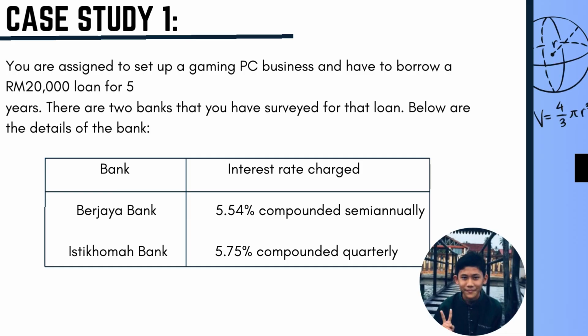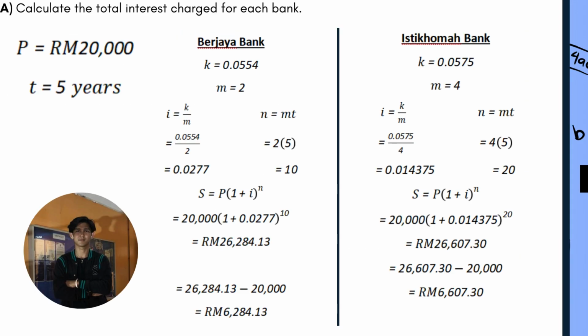In case study 1, you are assigned to set up a gaming PC business and have to borrow a RM20,000 loan for 5 years. There are two banks that you have surveyed for that loan, which are Berjaya Bank and Istiqomah Bank. Now, let's go through the questions. Question A. Calculate the total interest charge for each bank. P is RM20,000 and T is 5 years.